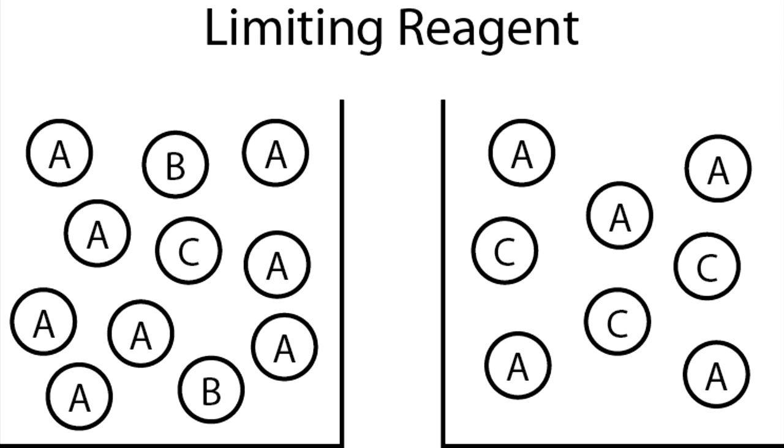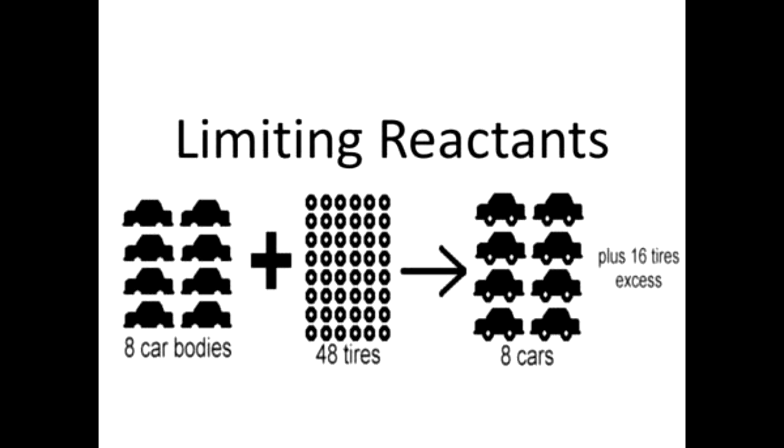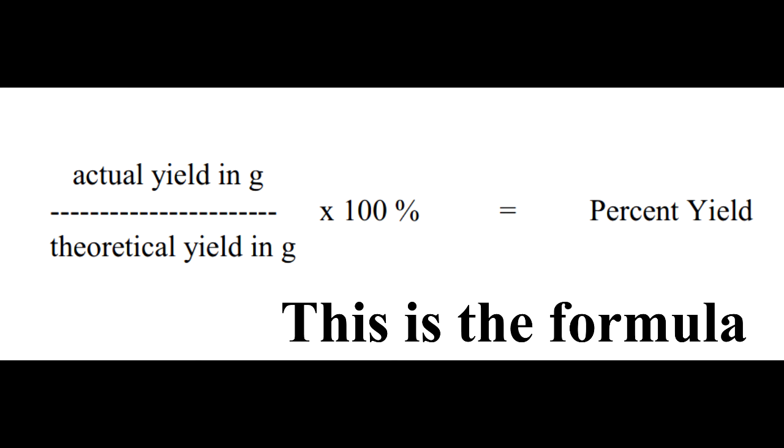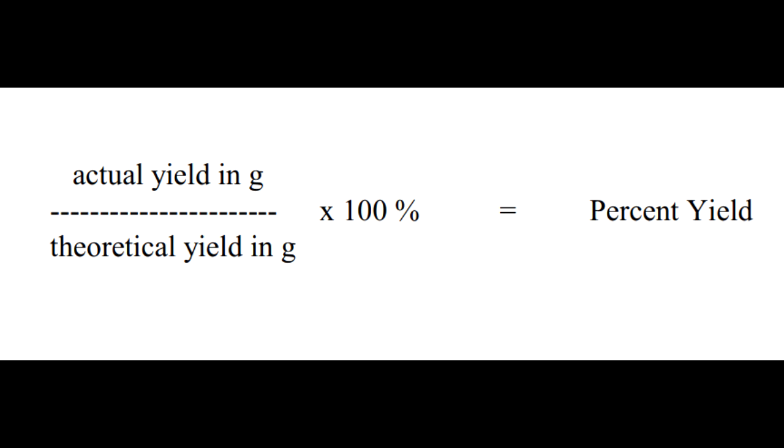Number 1. Find the moles of each reactant present. Number 2. Calculate the moles of product formed from each mole of reactant. Number 3. Identify the reactant giving the smaller number of moles of product. This reactant is the limiting reagent. And number 4. Calculate the grams of product produced by the limiting reagent. This is the theoretical yield.